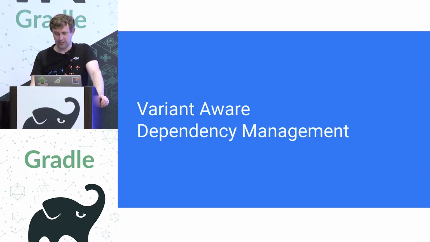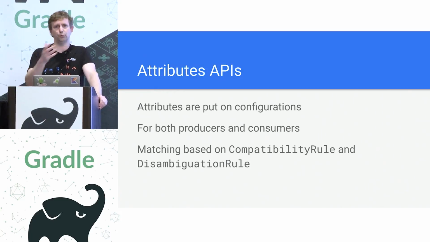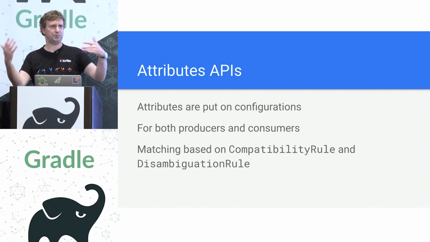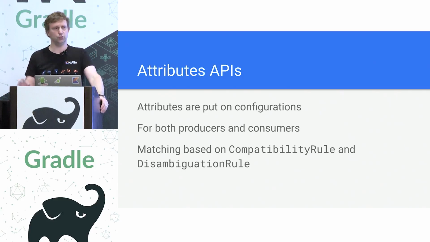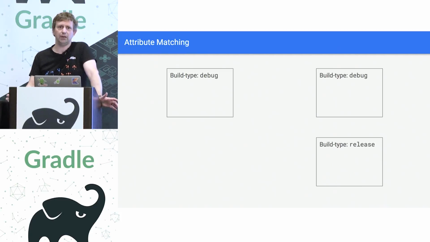I'm very excited. So the way it works is we have this new API that I mentioned earlier. We have attributes. And so we put attributes in the producing configuration, so your library, and your consuming configuration on your app module or another library has the same attribute, and they're just being matched. And there's some API to decide what's compatible, and if more than one thing is compatible, how to disambiguate the situation.